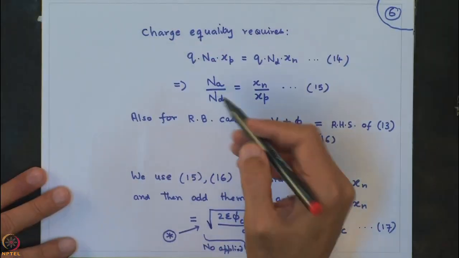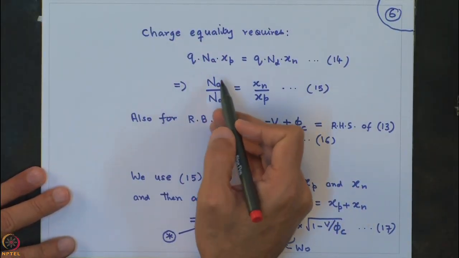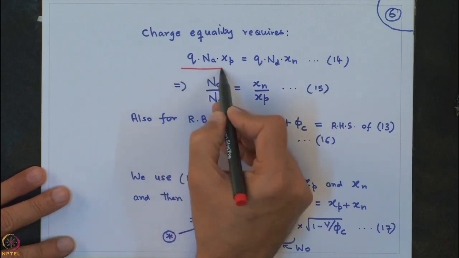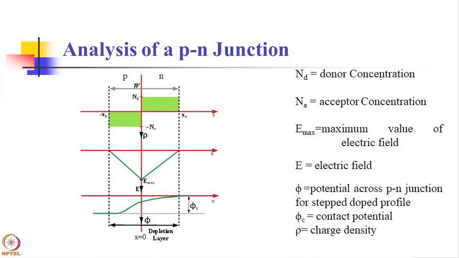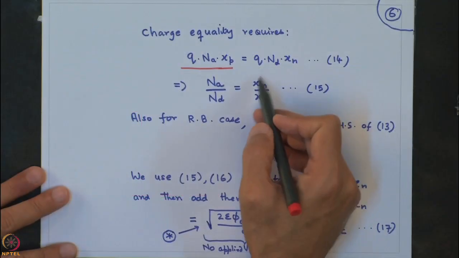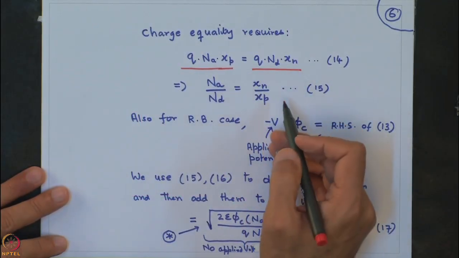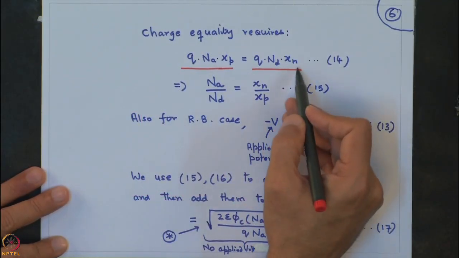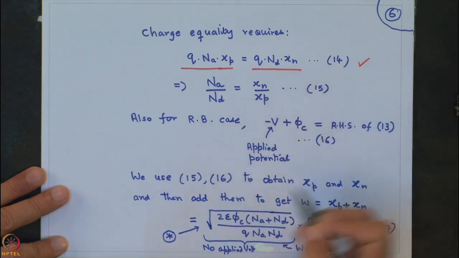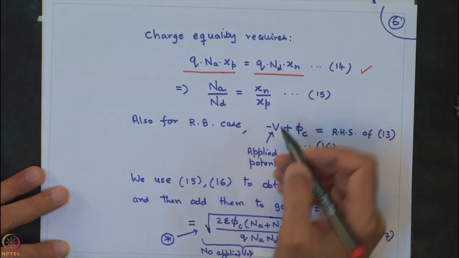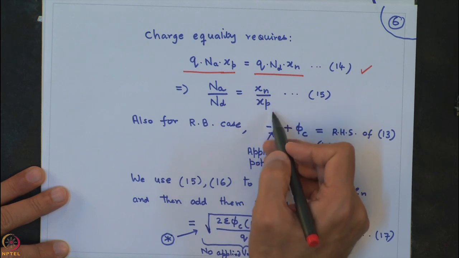Now, in spite of this asymmetry, the charge equality requires that q times the acceptor atom concentration times xp, please refer to the picture on the slide, must be equal to q times the donor atom concentration times xn, and let us call these 14 and 15. So, you can see Na by Nd is equal to xn by xp.